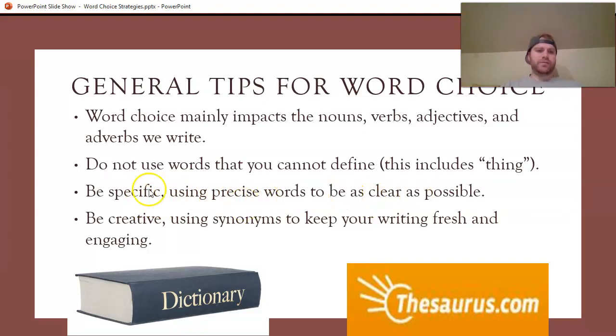We'll talk about a couple of different ways to do that. And be creative. Use synonyms to keep your writing fresh and engaging. Notice there we've got a picture there. We've got dictionary and thesaurus.com. Use technology as a tool for improving word choice. Our own classroom has all kinds of dictionaries, even new ones that you can use as a tool for using the right word in the right space for writing.